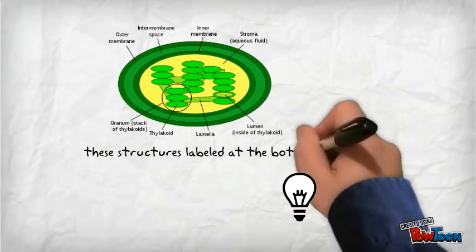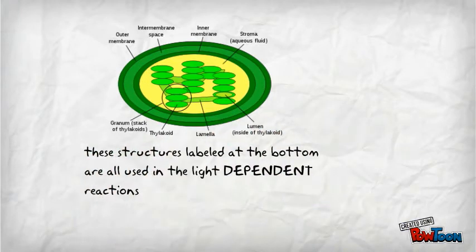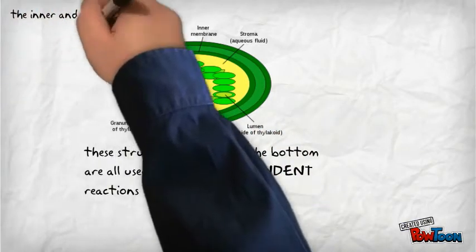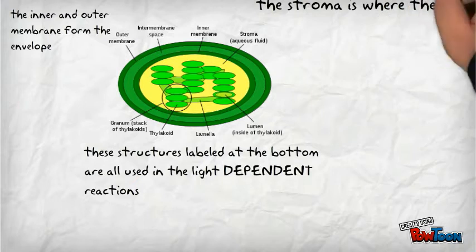I'd like you to label the diagram that's on your sheet and fill in any relevant information. You can see light-independent parts, light-dependent parts, and the inner and outer membrane that make up what we call the chloroplast envelope.